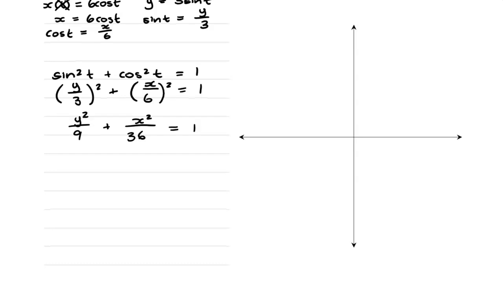Or you could have written that as 3 squared and 6 squared on the bottom there. Now, this is an ellipse. That's what we were suspecting it was going to be. So we need to draw an ellipse.